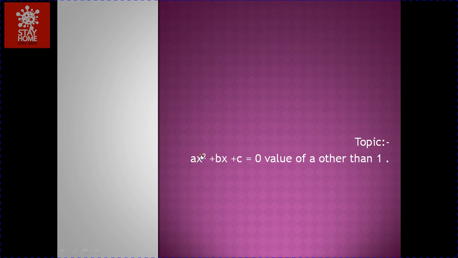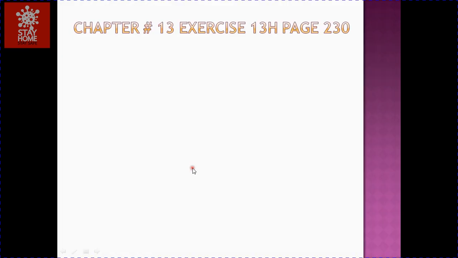Here in the previous exercises we were seeing that the value was only 1, meaning x square only. Value of other than 1. In this topic we will discuss the value other than 1. Other than 1 can be 2, 3, 4, 10, 20, whatever. Chapter number 13, exercise 13H, page number 230. Today is March 23. Let's start.